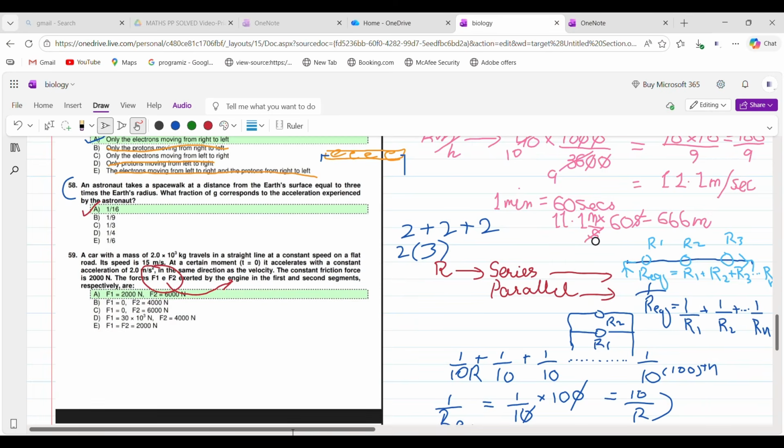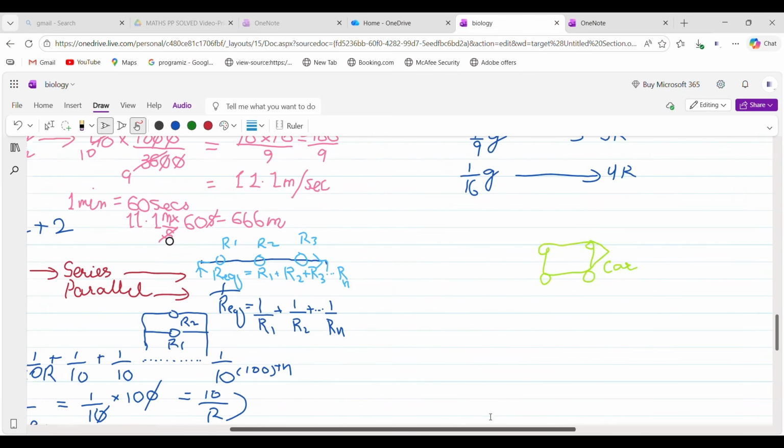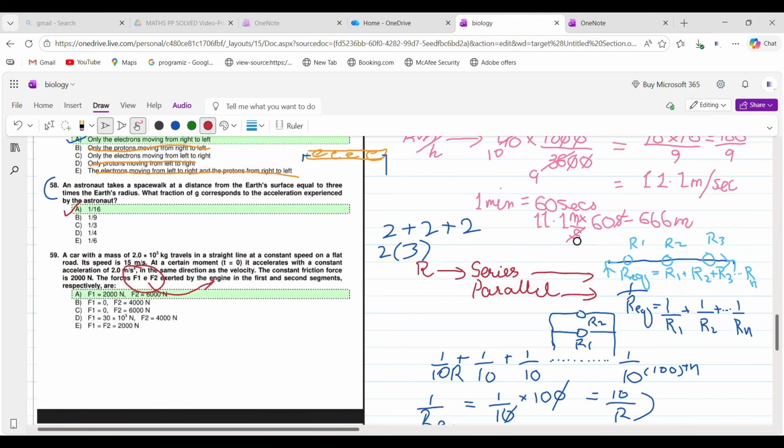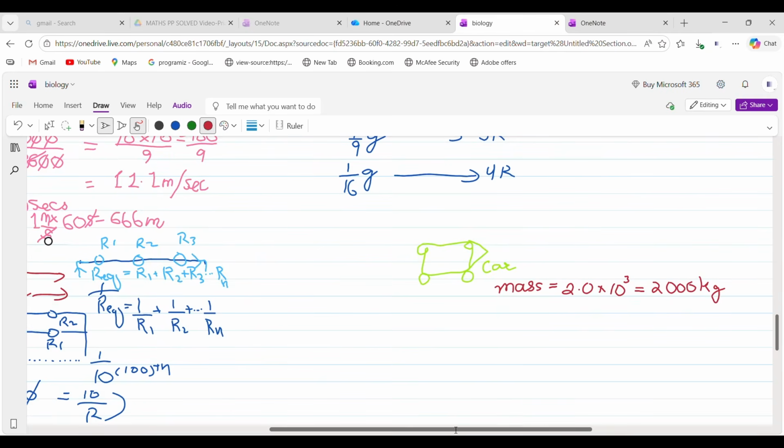A car with a mass of, okay, mass is given, 2.0 into 10 to the power 3 kg, which means 2000 kg. Mass is given. Okay, now what have they asked us more? Let's see that. And it is traveling with a constant speed, and friction is also given. Friction basically opposes the motion, right? So friction is here, and the friction force is also given to us, of 2000 Newton.